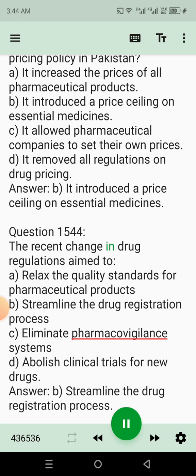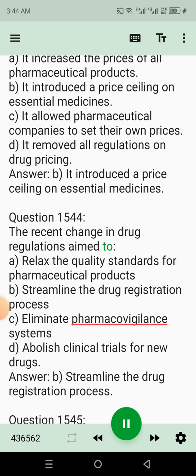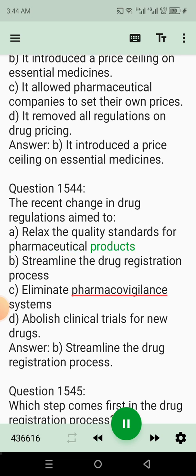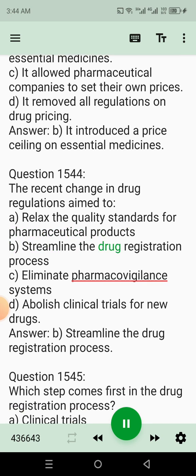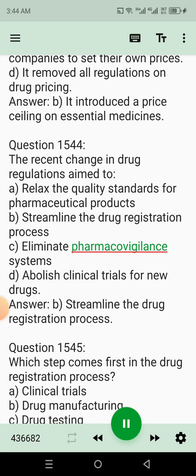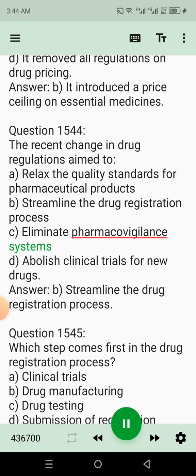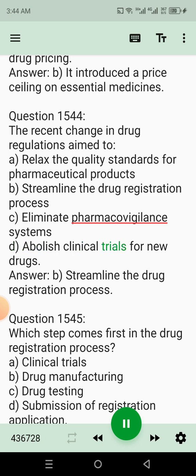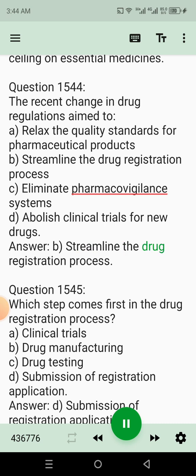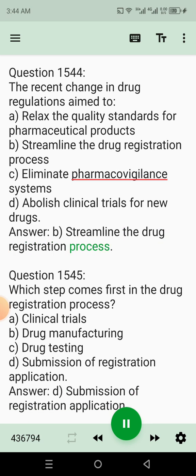Question 1544. The recent change in drug regulations aims to A. Relax the quality standards for pharmaceutical products. B. Streamline the drug registration process. C. Eliminate pharmacovigilance systems. D. Abolish clinical trials for new drugs. Answer: B. Streamline the drug registration process.